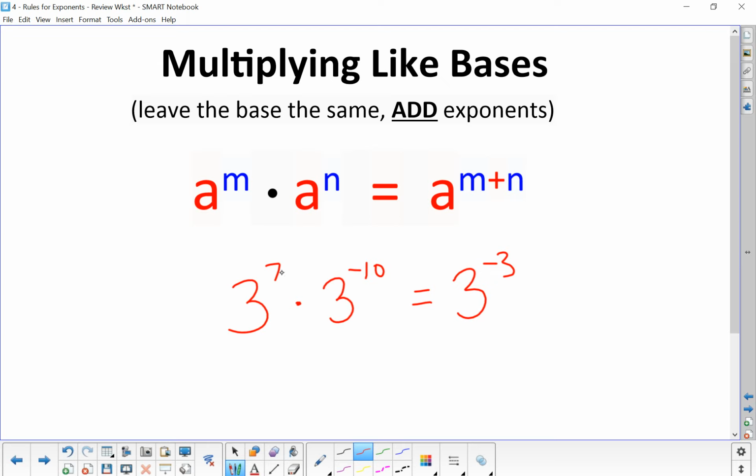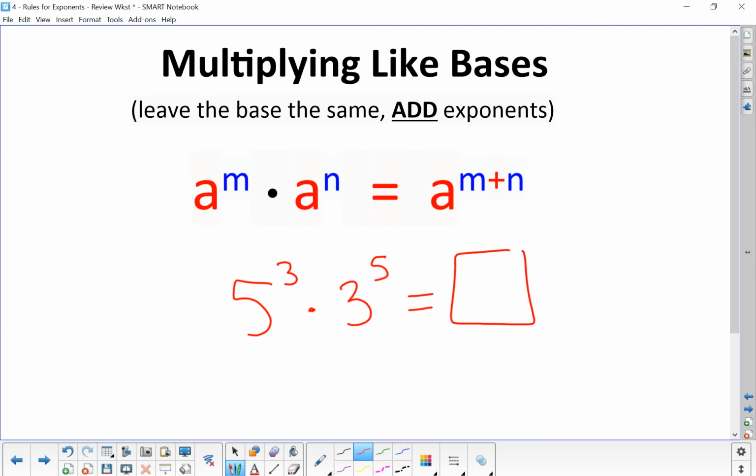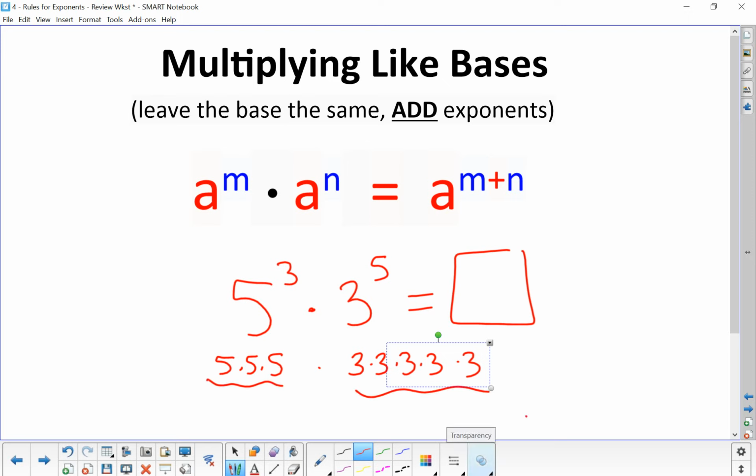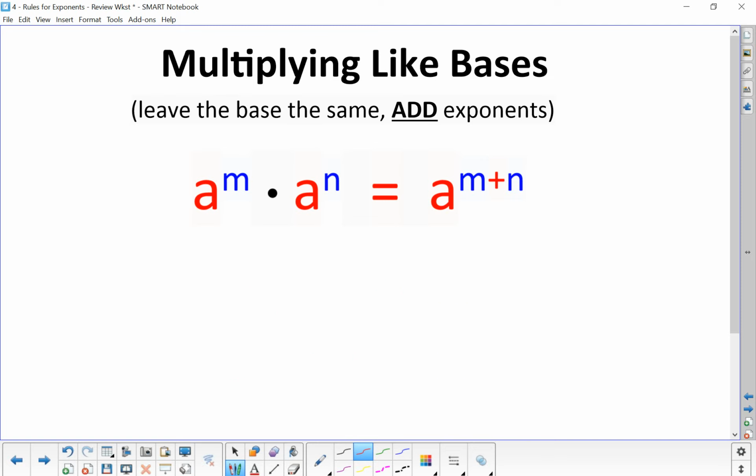This rule of adding the exponents only works if the bases are alike. So if I had a problem like 5 to the 3rd times 3 to the 5th, I could not simplify it into one single base and power. I would have to evaluate 5 times 5 times 5, evaluate 3 times 3 times 3 times 3 times 3, and then I would multiply these two products together. Multiplying like bases means you leave the base the same and add the exponents together. Let's take a look at the next rule.